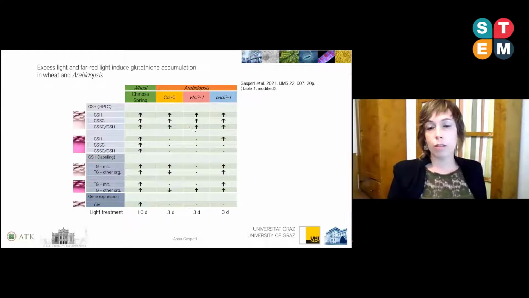For the VTC2 mutant and Columbia, we see that at the tissue level, there is basically no difference. Everything was increased, irrespective of reduced or oxidized form and also the ratio. And this is only partly reflected by far red light treatment, where we see only in wheat an increase in all these forms and in the ratio. But in PAD2-1, we also find an increased level of glutathione in the reduced form for far red light treatment. And for Columbia, which is the wild type and which is able to counteract stress the best among the three, we see that possibly these 3 days of treatment are just a glimpse into an adaptation process towards the shift in light intensity or in the light spectrum. So it's just an intermediate glimpse into the acclimation process.